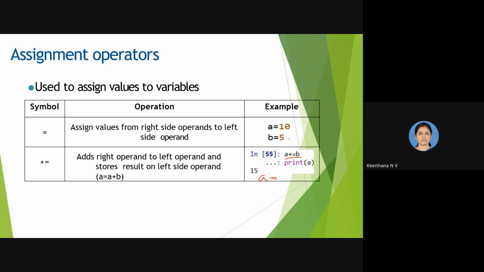A equal to A plus B. It means that, like this, A equal to A plus B. So my value of A is 10 and B's value is 5. Now my value is 15. A's value is getting updated as 15. Now the value is 15.